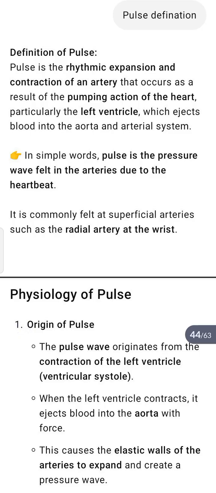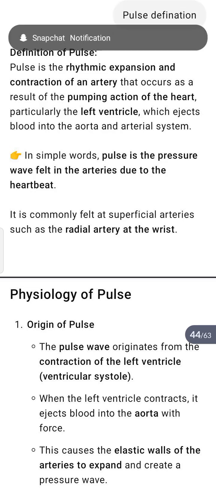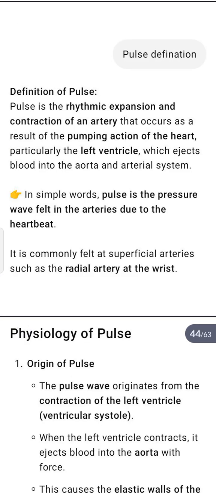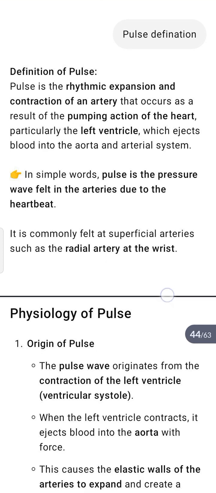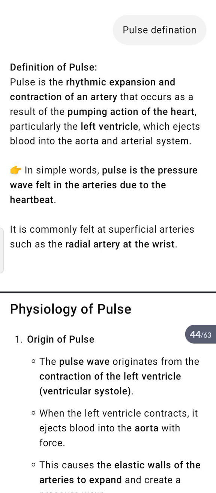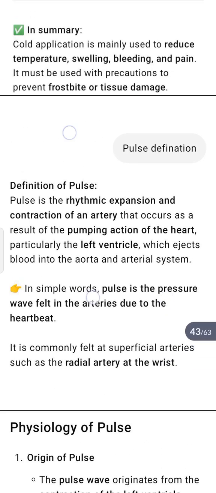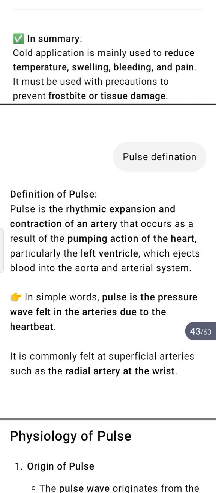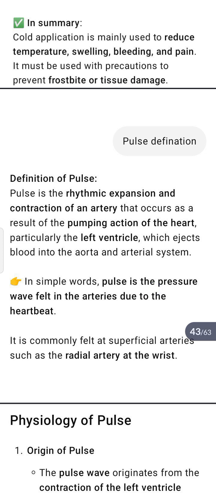Pulse is defined as the rhythmic expansion and contraction of the artery that occurs as a result of the pumping action of particularly the left ventricle when it ejects blood into the aorta and arterial system. In simple words, pulse is the pressure wave felt at the artery due to the heartbeat. We can say pulse is the rhythmic expansion and contraction, meaning becoming tight, of the artery that occurs as the result of the pumping action of the heart.